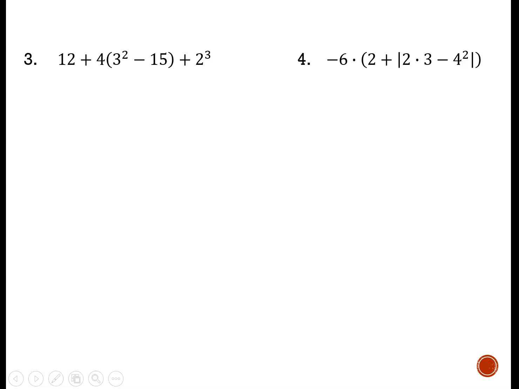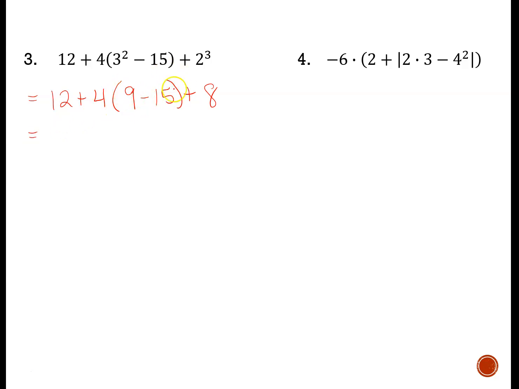Okay, here's a couple of more. This one, number 3, does have parentheses, and inside the parentheses we have an exponent. So let's do that first. Bring everything else down, and we're going to do 3 squared. Remember, 3 squared means 3 times 3, which is 9. It does not mean 3 times 2. Bring everything else down. If you want to, you can go ahead and do this other exponent in the same step. So this would mean 2 times 2 times 2, which is 8.